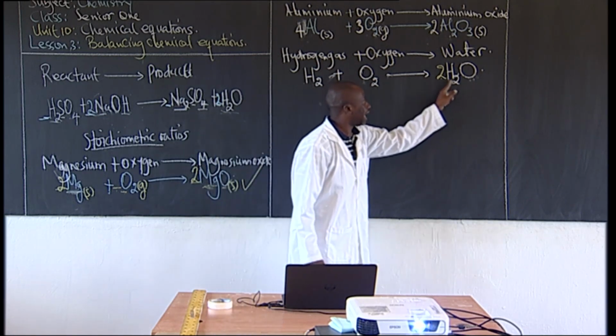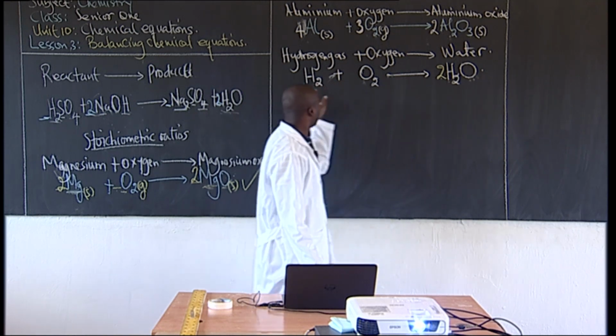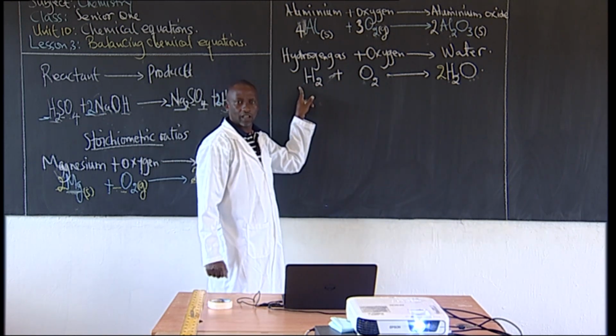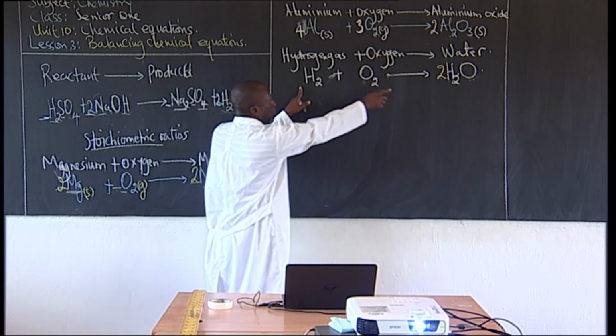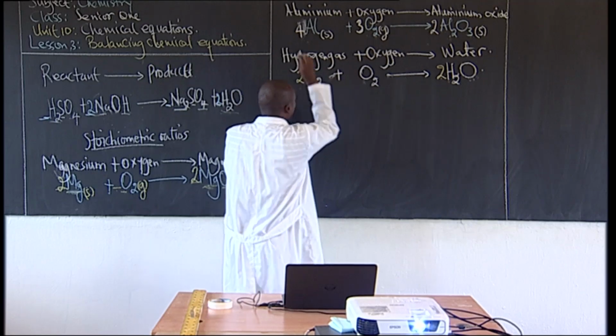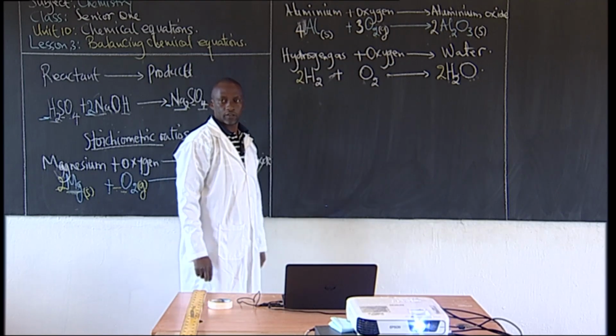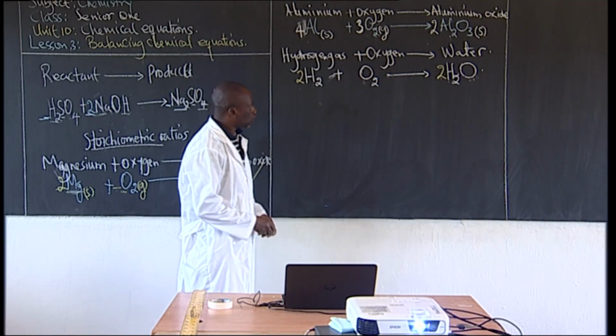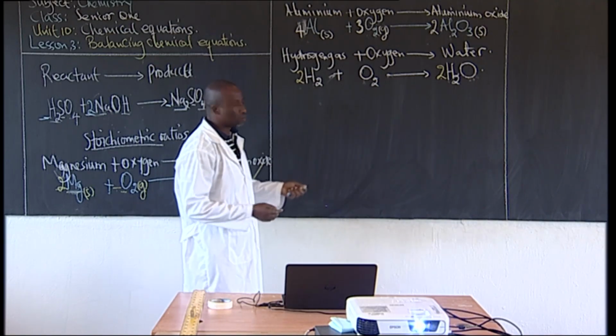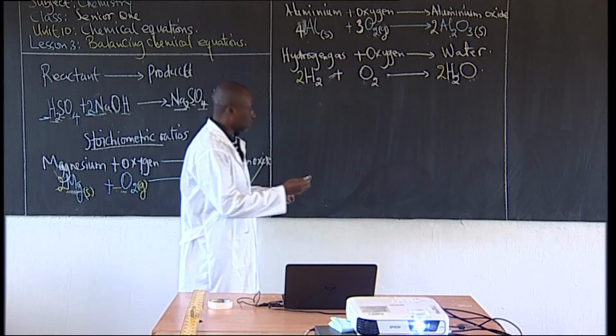Because now the hydrogen has become 4. But what about this side? Are they still 4? No, they are no longer 4. So we need to balance them and make them 4. So this is the equation now, or our chemical reaction, which is balanced.